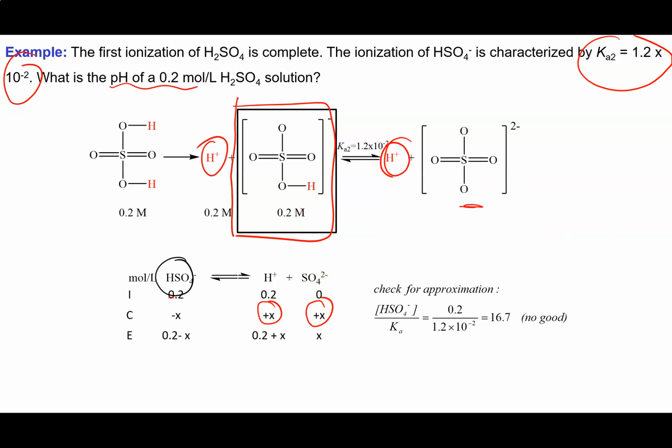So the first thing I'm going to do is recognize that that is a fairly small K. It's not that small. I'm going to check to see if I can use the approximation that the equilibrium amount of HSO4 minus can be approximated as 0.2. So I take my initial concentration of HSO4 minus, divide by the Ka, and see if it's bigger than 500, and it's no good, and I'm sad because now I have to use the quadratic formula.